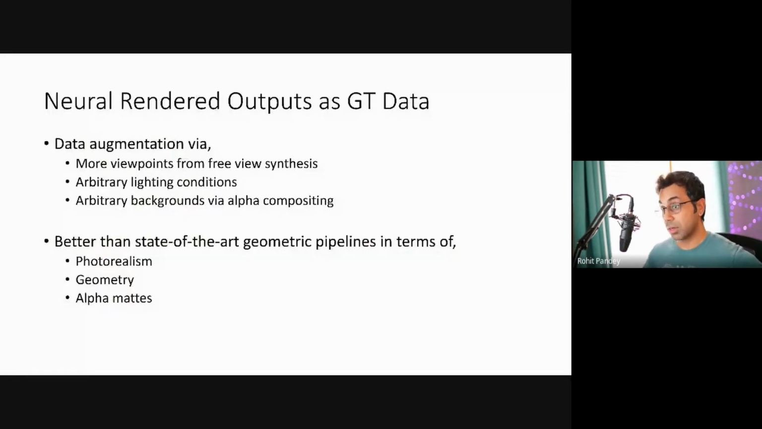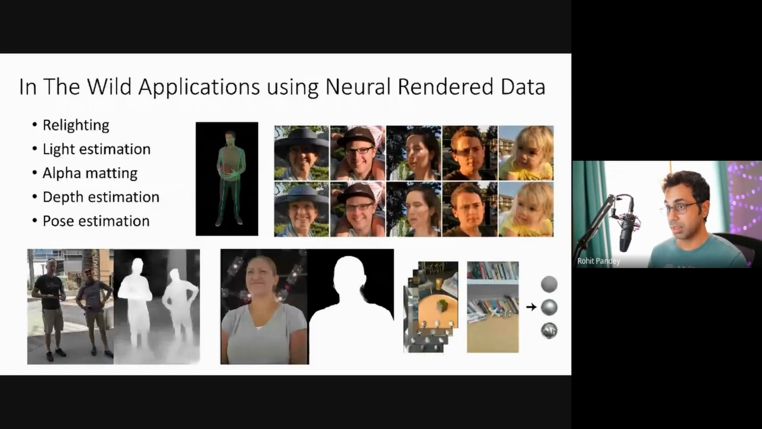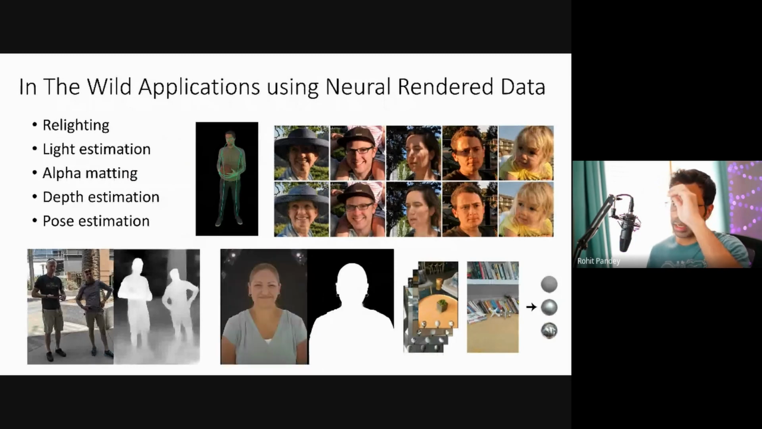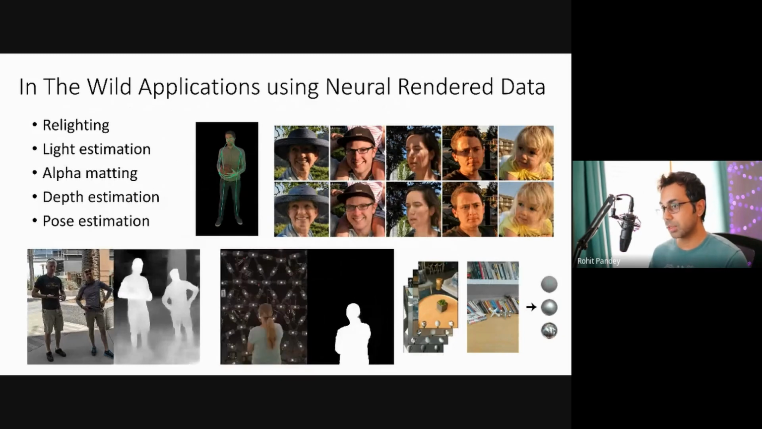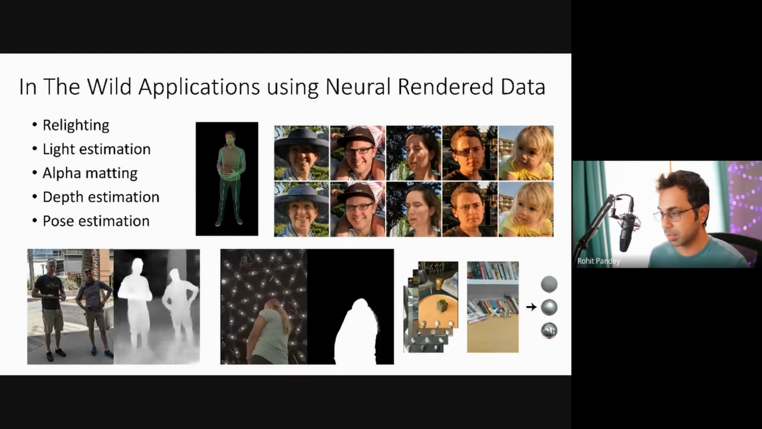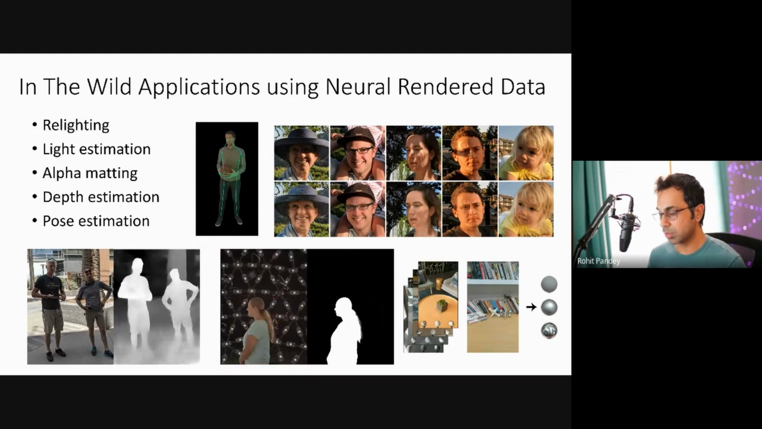And finally, let's talk about what we use these neural rendered outputs for. Basically, we've been using them for data augmentation. They can give more viewpoints than you capture. They can give arbitrary lighting conditions. They can give arbitrary backgrounds via compositing with the alpha mask that we predicted. And it also gives us a pipeline which is better than state-of-the-art geometric pipelines in terms of photorealism, geometry, and alpha masks. So these are some of the in-the-wild applications that we've been using neural render data for: relighting, lighting estimation, alpha matting, depth estimation, pose estimation, and some of these works might be familiar to some of you.